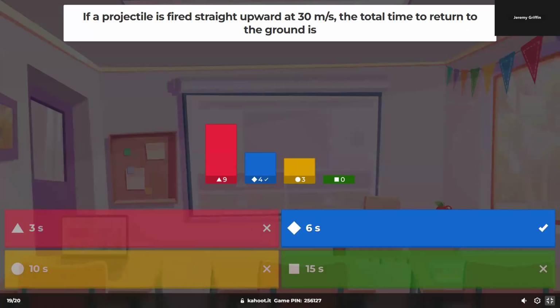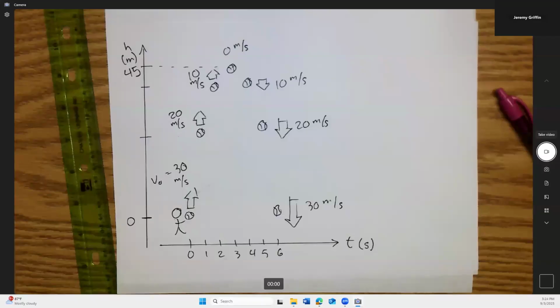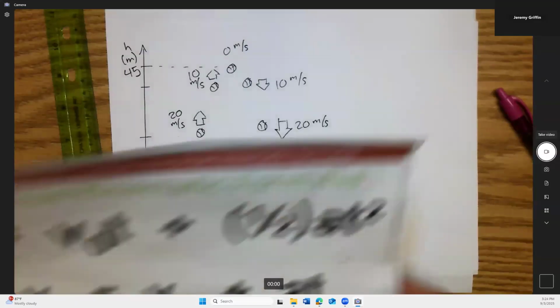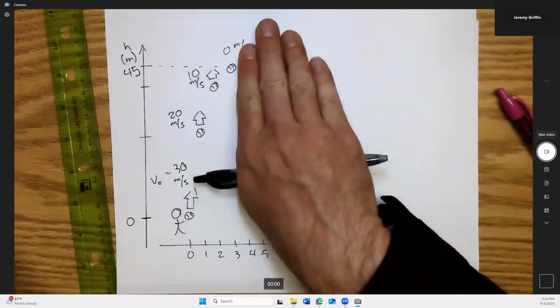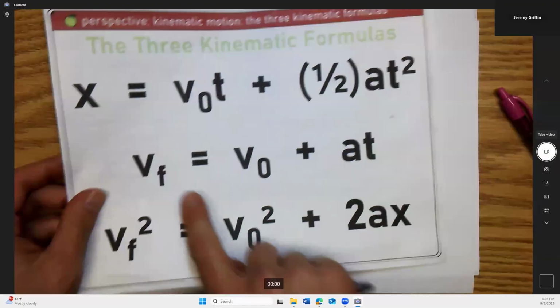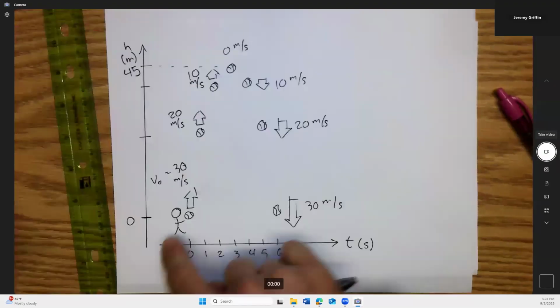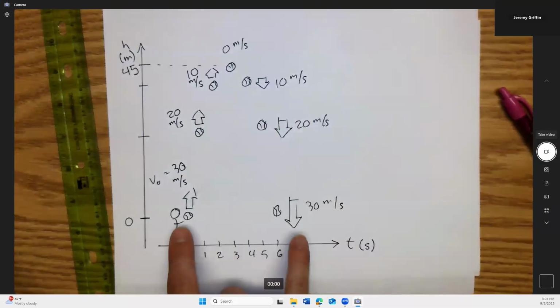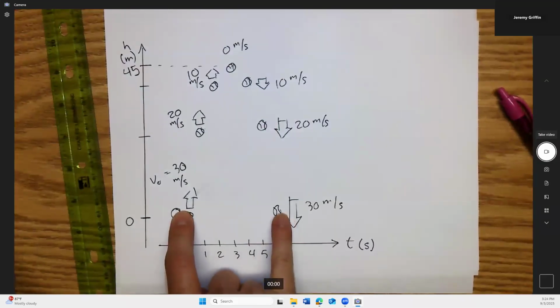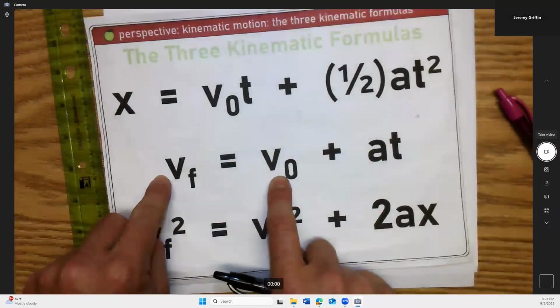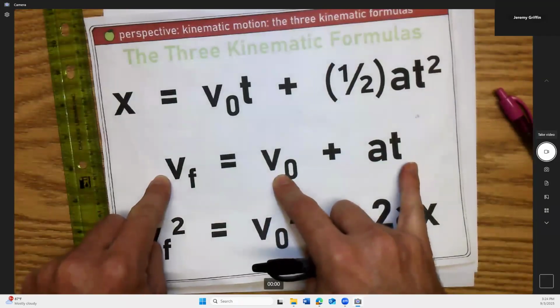6 seconds, right? 3 seconds up, 3 seconds down. There's a few different ways to solve that. You could split the problem in half, and say for this to go to 0 would take 3 seconds, and then just double it by symmetry. You could say it starts out at 30 and ends at negative 30. You can plug in negative 30 here and positive 30 here, and we'll get 6 seconds, right?